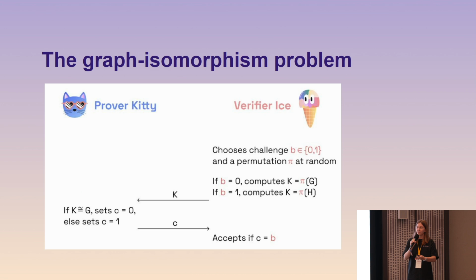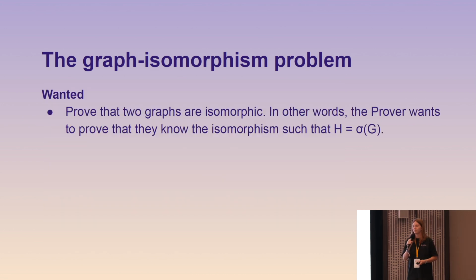The verifier chooses a random challenge B and some permutation P, all at random. If B is 0, the verifier computes K on G. If B is 1, the verifier computes K on H, and sends K to the prover. The prover checks if K is isomorphic to G, based on that computes C, and sends it to the verifier. That's it. Then, okay, now we have the graph isomorphism problem.